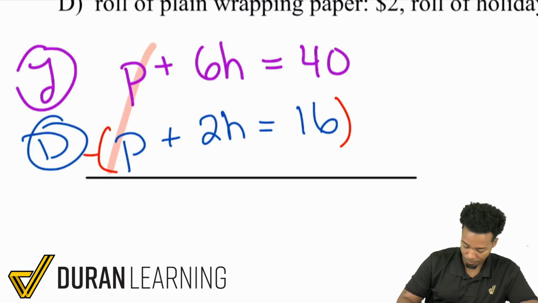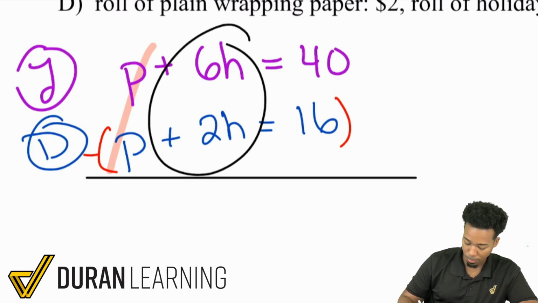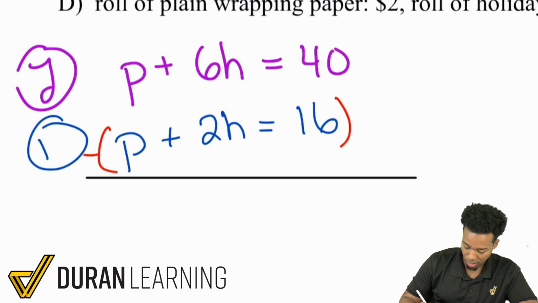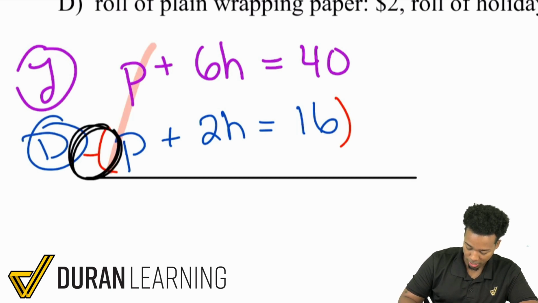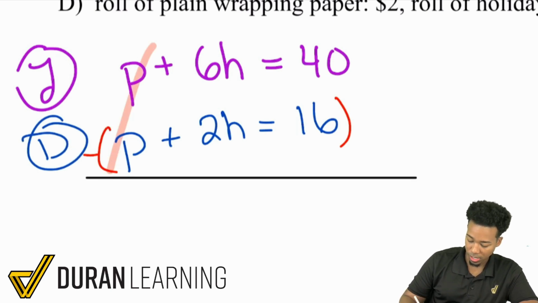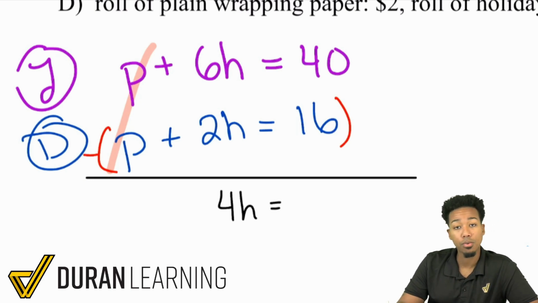So right there, those cancel out. Then we're going to have ourselves 6h minus 2h, because again, you're subtracting. Don't forget that. You are subtracting right there. So 6h minus 2h is 4h. Be very careful there. And then 40 minus 16, what's that going to be? Well, 40 minus 16 is going to end up being 24.